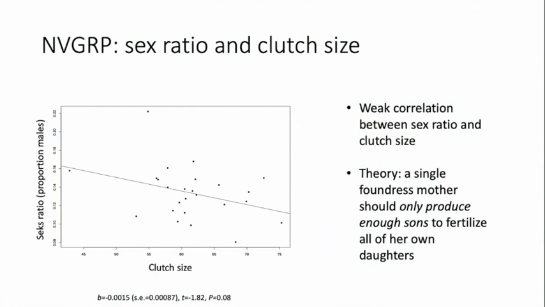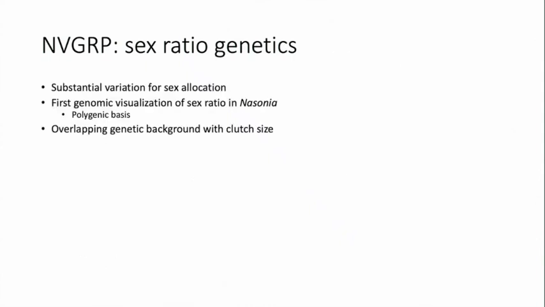And what we found was actually the other way around. You see a weak correlation between sex ratio and clutch size. Clutch size increases, and you see fewer males. It's only a weak correlation, but there is at least a correlation between those two. In other studies, where they looked at this in Nasonia, it is the other way around. In our data, it's just not strong enough. But it's an interesting observation.